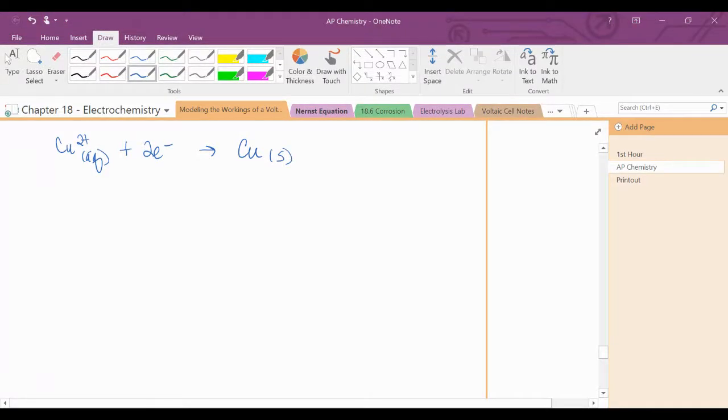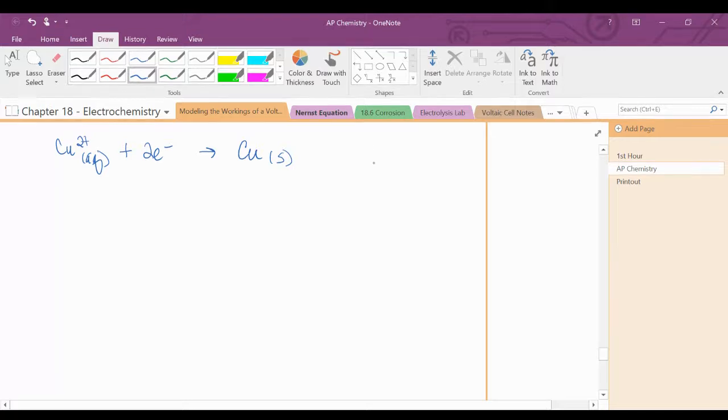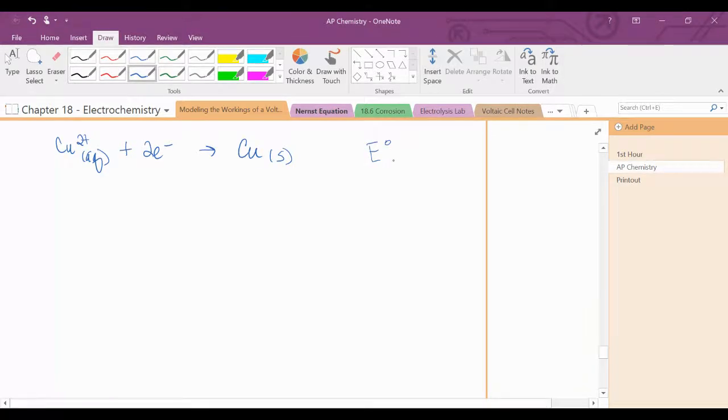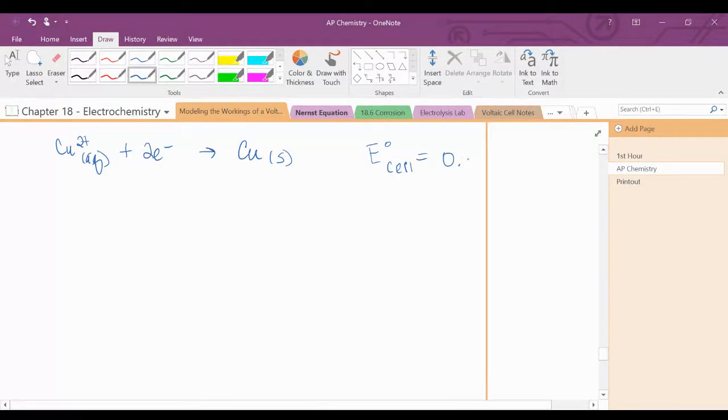Now the other part I'm going to copy from that table is if you slide to the right, you're going to see that it's going to give you E of the cell, so that's cell potential, and it is 0.34 volts.